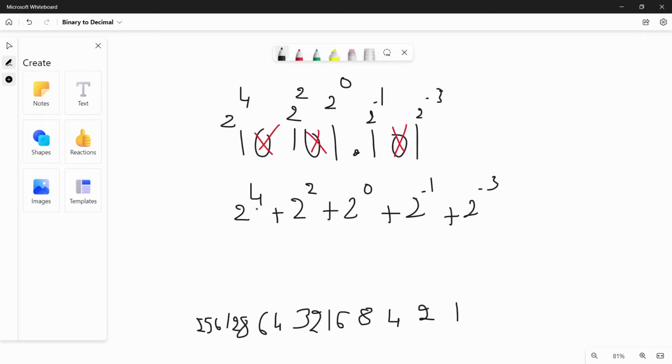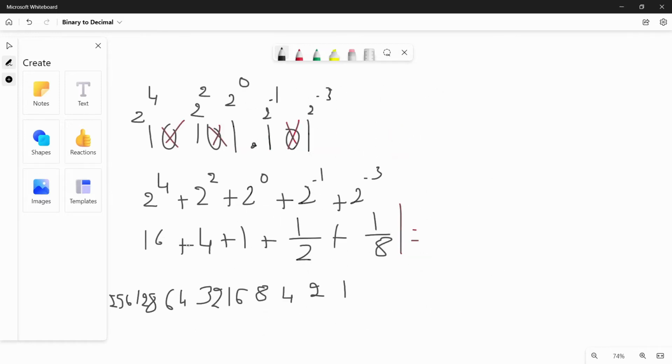2 to the 4 power is 16, plus 4, plus 1, plus, and what do you think 2 to the minus 1 power is? Well, if 2 to the 1 power is 2, 2 to the minus 1 power will be 1 over 2. If 2 to the 3 power is 8, 2 to the minus 3 will be 1 over 8. If I calculate 16 plus 4, it will be 20, plus 1, it will be 21. So I'll write 21.